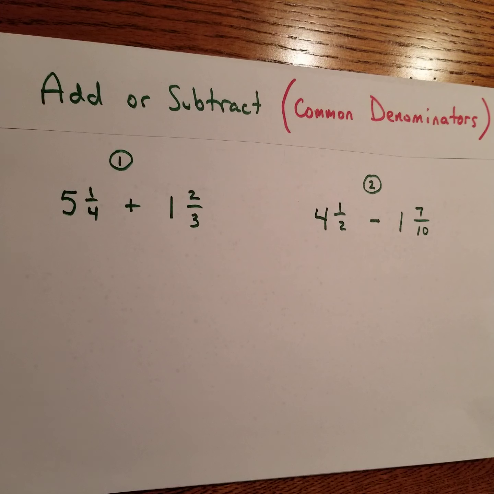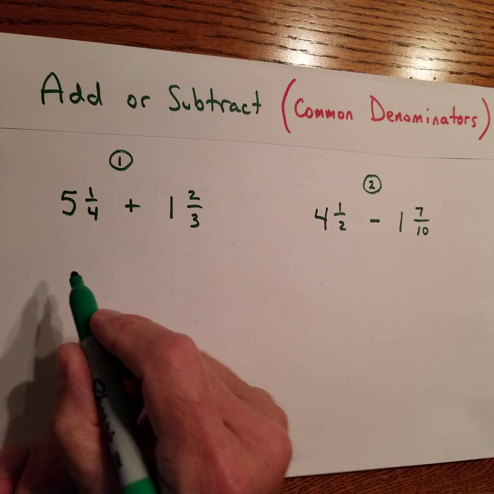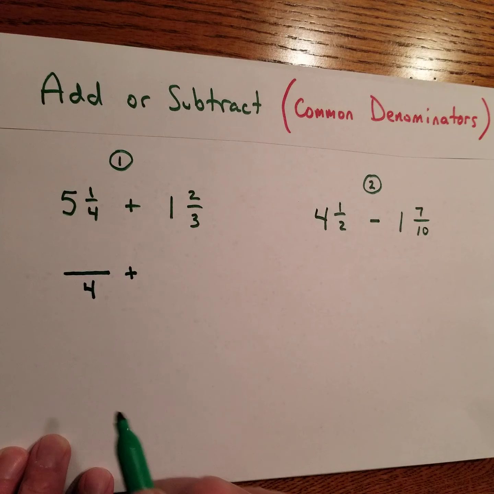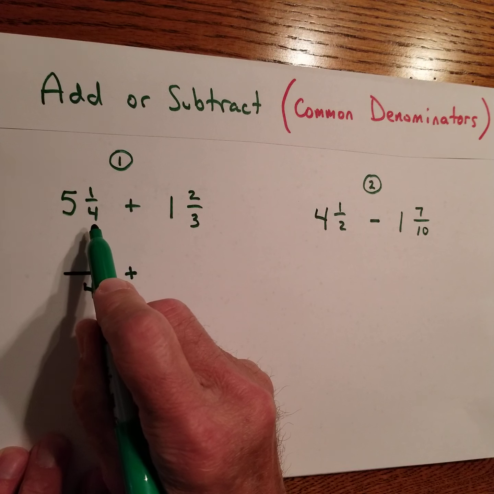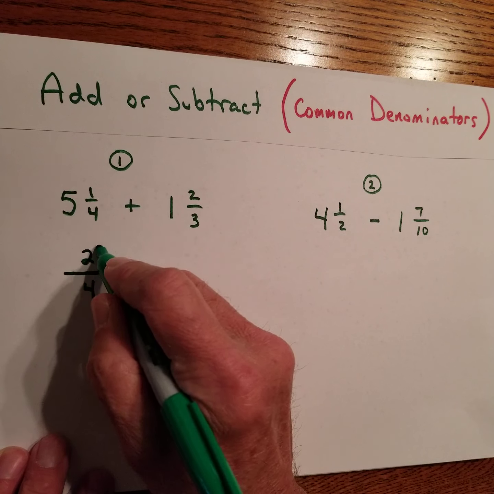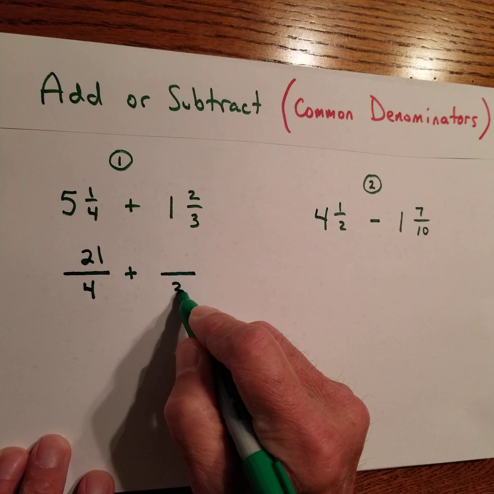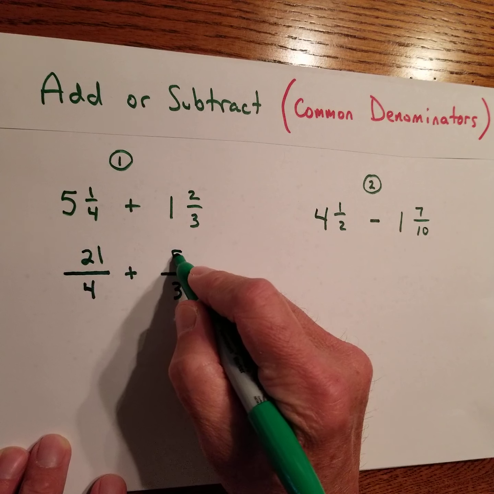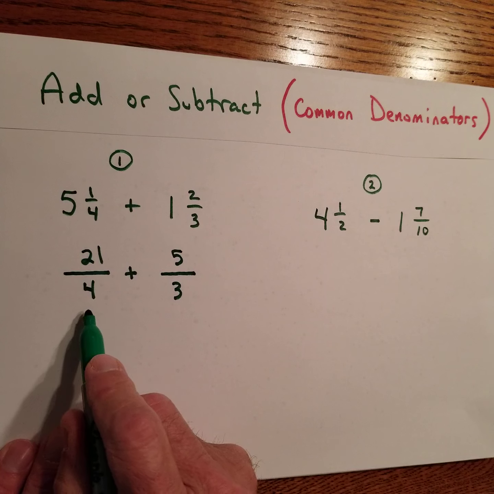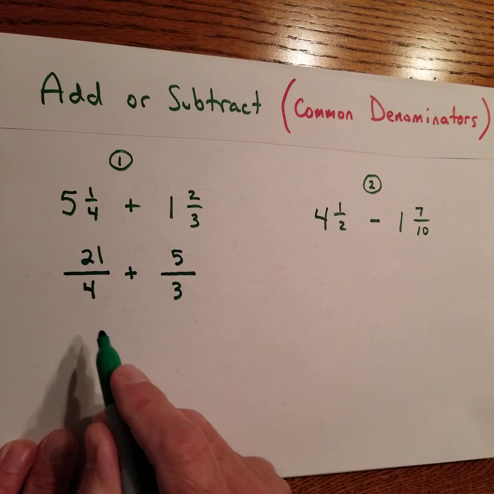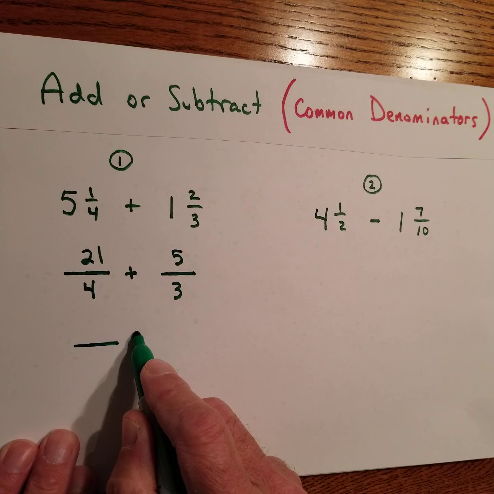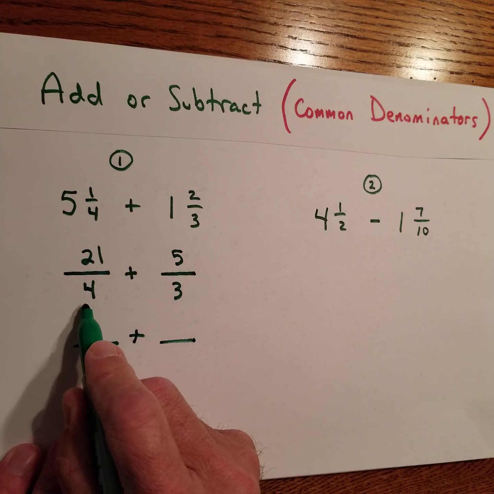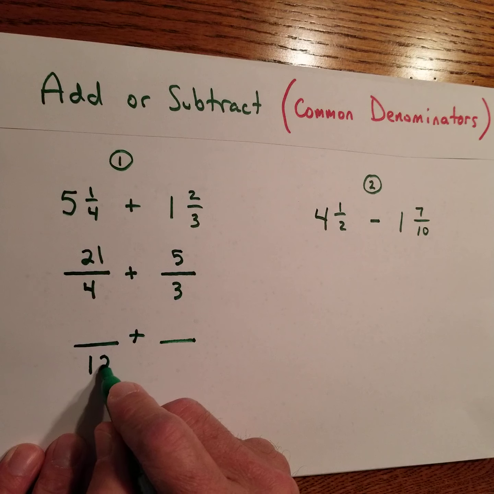Here comes number 1. Let's change these two mixed numbers into improper fractions. We keep the denominator, then 5 times 4 plus 1. Keep the denominator, 1 times 3 plus 2. Now we need a common denominator when we add fractions. Since 4 and 3 are consecutive numbers, I know I can just multiply them together to get a common denominator.